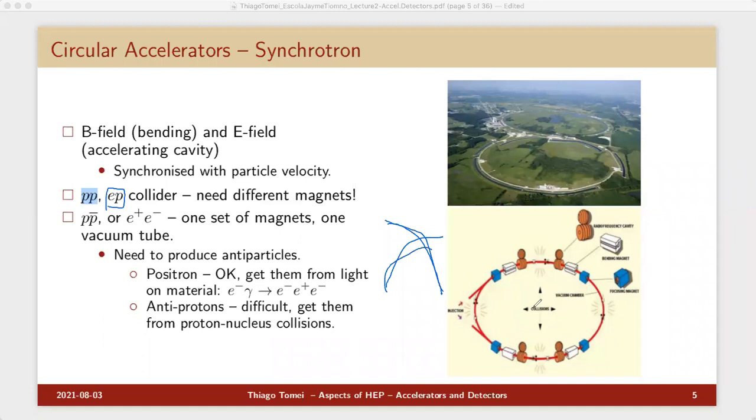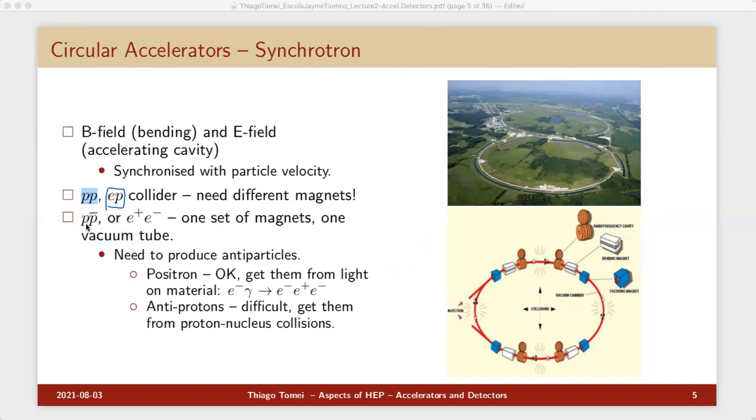But then it's easy, right? Just let's use particle-antiparticle. So proton-antiproton or electron-positron. Fine. Then you can get away with just using one set of magnets in one vacuum tube. But then you have this uncomfortable problem that antiprotons and positrons are antiparticles, and it's not like they are so easy to get.